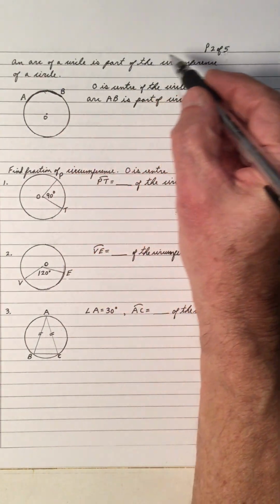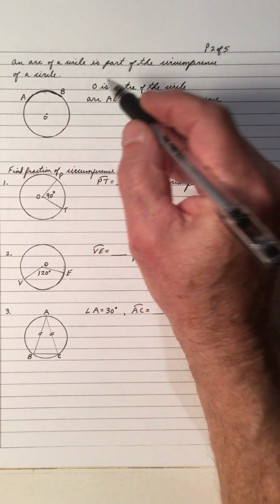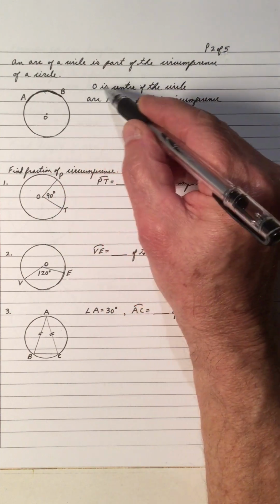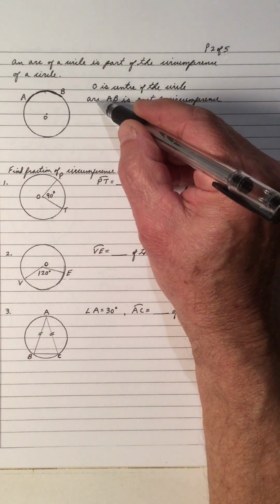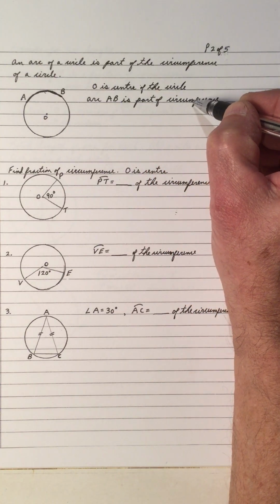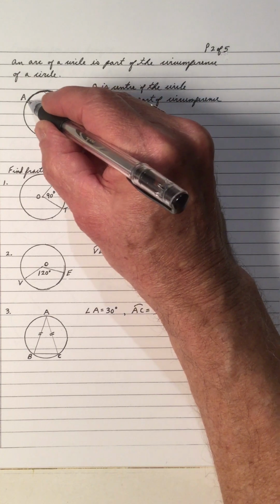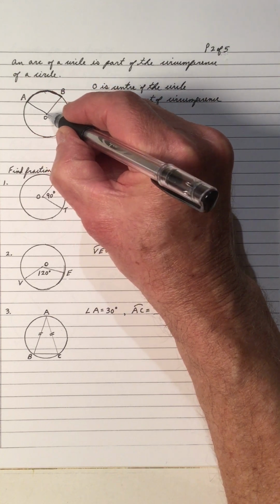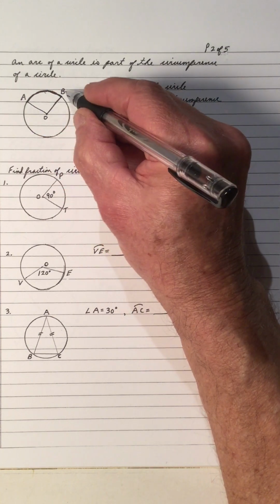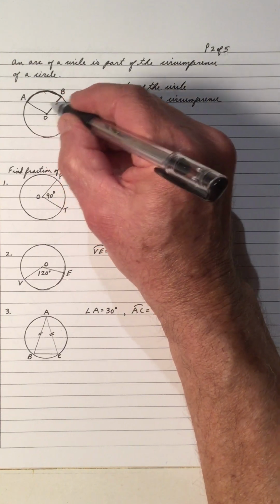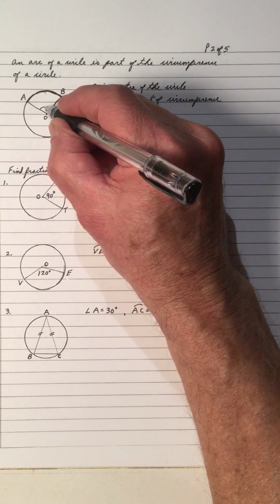The arc of a circle is part of the circumference of the circle. Here we have a circle where O is the center, and the arc AB is part of the circumference. So if we draw the radii, the radius OB and OA, radii are equal, we have a central angle.